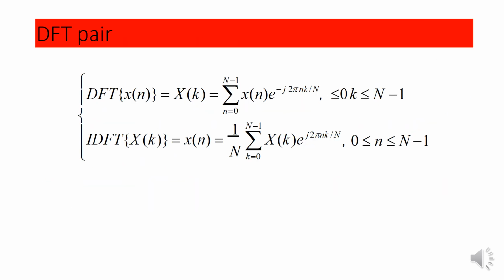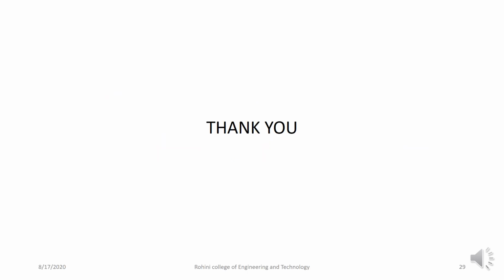Here the DFT pair can be represented by these equations. The DFT: X(k) equals the summation for n equal to 0 to N minus 1 of x(n) times e to the power minus j 2 pi n k by N, where k varies from 0 to N minus 1. The IDFT: x(n) equals 1 by N, summation k equal to 0 to N minus 1 of X(k) times e to the power j 2 pi n k by N, where n varies from 0 to N minus 1. I hope you already understood the introduction of DSP.